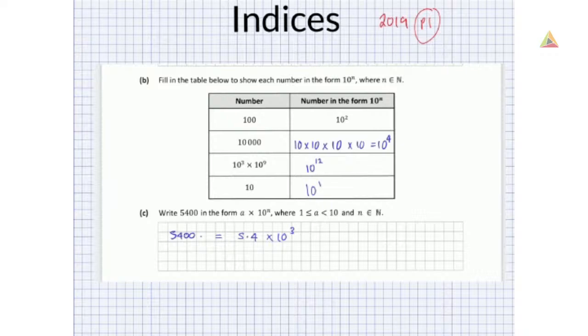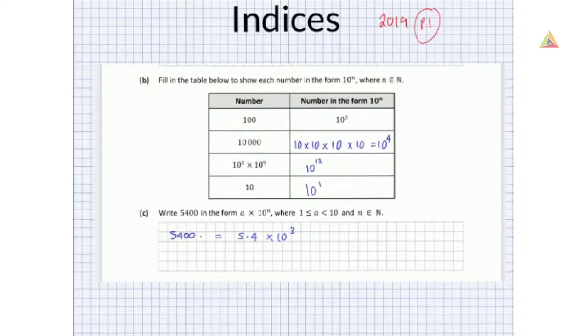I'll just go through what I did there. So I'll put in a decimal place here and I count back as far as the first digit. So 1, 2, 3, and that brings me to 5.4. So 5.4 by 10 to the power of 3, because I went back by 3. And that's it in scientific notation.